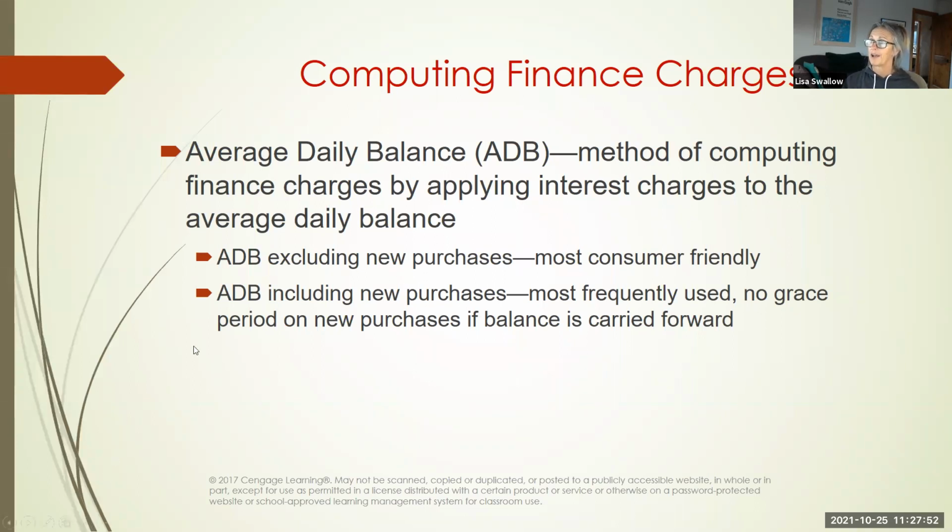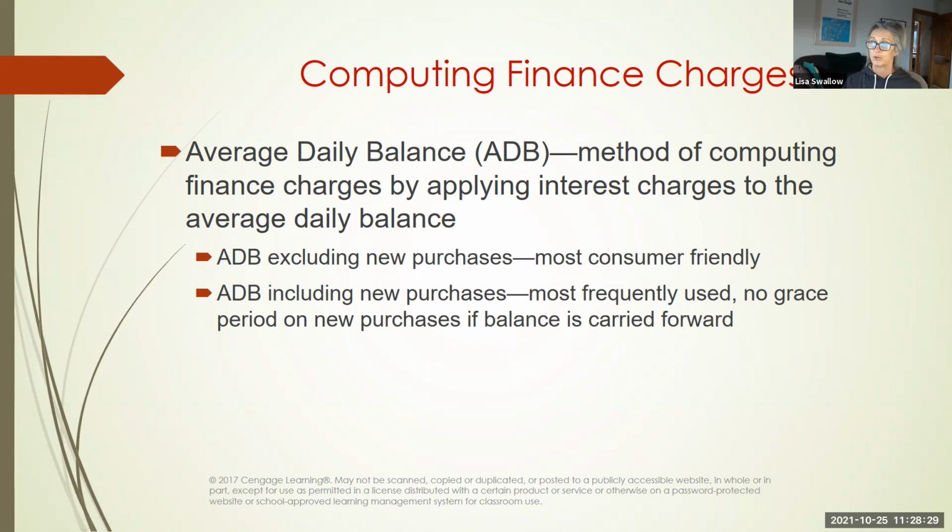The average daily balance including new purchases gets a little more complicated, because every time they make a purchase, you have to recalculate the daily balance and figure out how many days it stayed that number until it changed again with another purchase. The first one is usually more friendly. First off, it's way easier to understand, and second, it usually will benefit the consumer. The second method is the one that's usually used, obviously, because the credit card companies want to maximize.